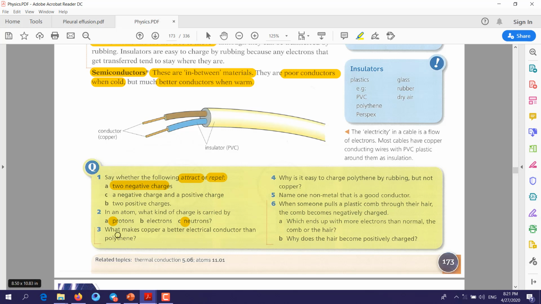Question number 3. What makes copper a better electrical conductor than polythene? We said any material to be a good conductor should have free electrons. What do you mean by free electrons? It means the electrons are not tightly held in the atom.